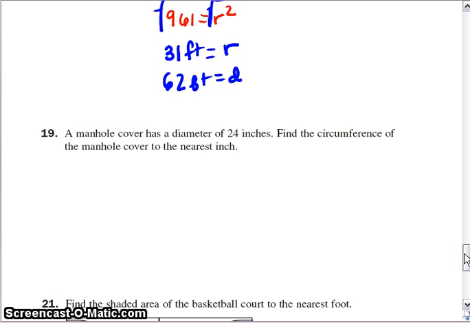Now, here's a story problem. A manhole cover has a diameter of 24 inches. Find the circumference of the manhole cover to the nearest inch. All right, 24 is our diameter times pi, or 24 pi, is our circumference. It's asking for us to do it to the nearest inch, so we're going to multiply 24 times 3.14, and we would get an approximation of 75 inches.